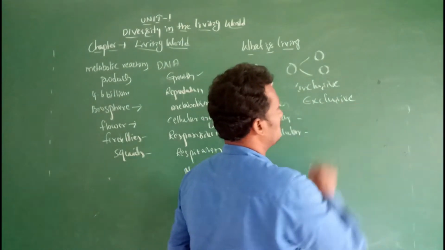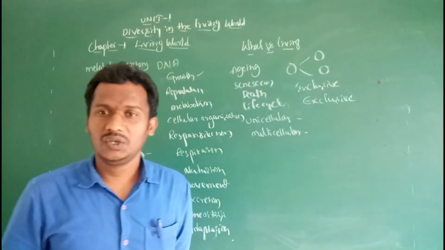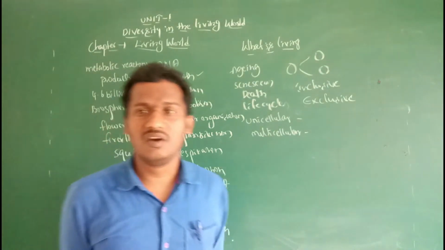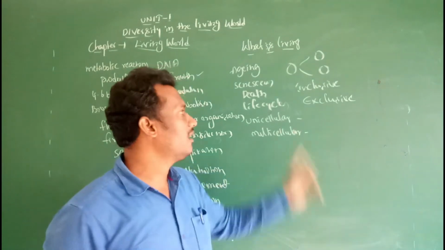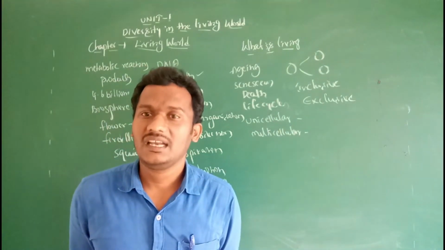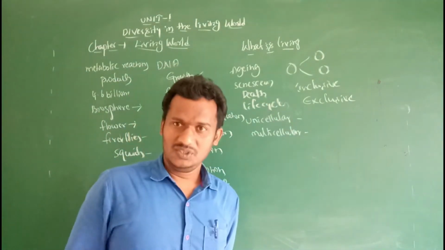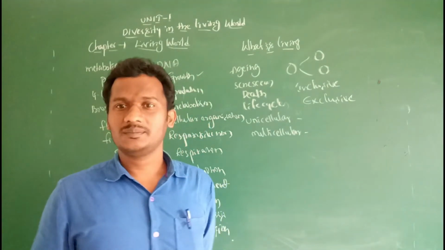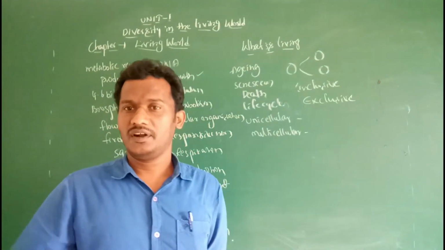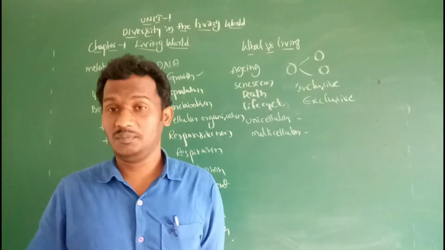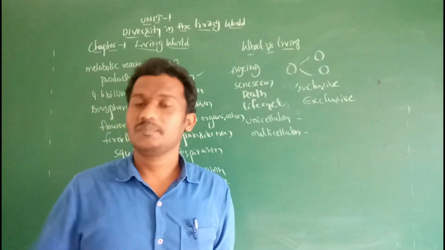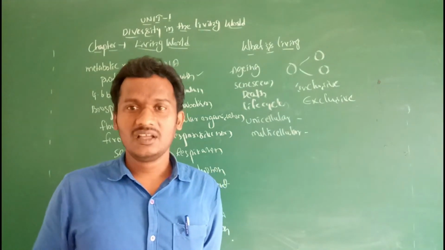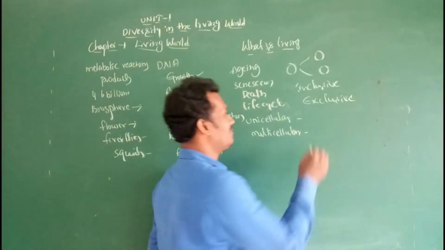Both occur exclusively. In multicellular organisms, growth and reproduction are exclusive events. In unicellular organisms, they are inclusive events. Generally, growth occurs by production of different types of substances, that means accumulation of new substances.